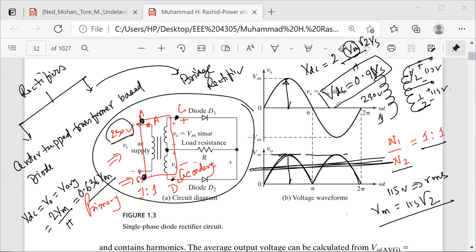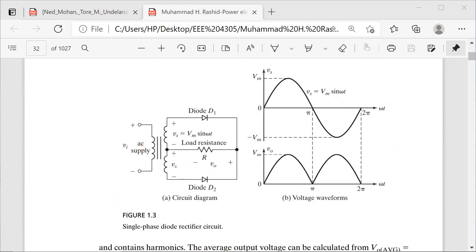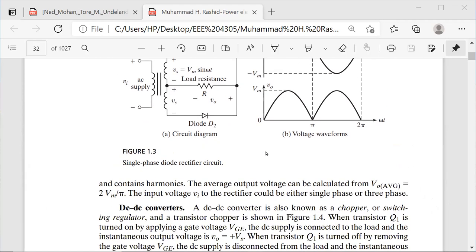So this is 0.9 VS. So what is VS? Source voltage. RMS value of the source voltage, the RMS value of the voltage between this point and this point. This is the secondary side, right? I'm talking about the secondary side. Okay, these are things we have already covered earlier, and when we go back and look at the bridge rectifier, we'll come back again.